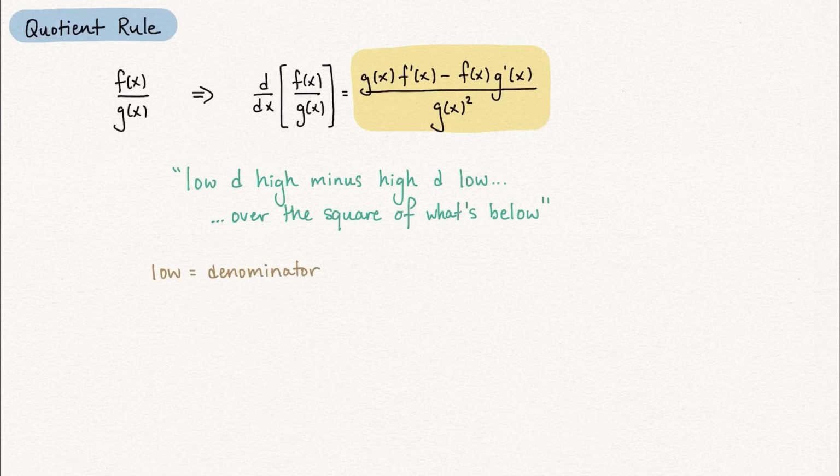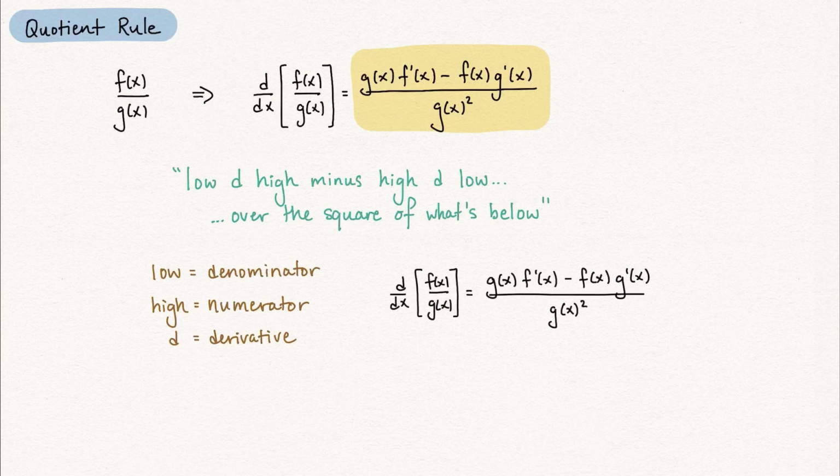So first, low stands for denominator, high stands for numerator, and d stands for derivative. Now if we look back at the quotient rule that I wrote above, we'll see that low d high translates very nicely to g of x times f prime of x, where this is denominator times the derivative of the numerator. Then minus high d low translates nicely to f of x times g prime of x, or the numerator times the derivative of the denominator. And then finally, over the square of what's below. So we divide by g of x squared, or divide by the denominator squared.